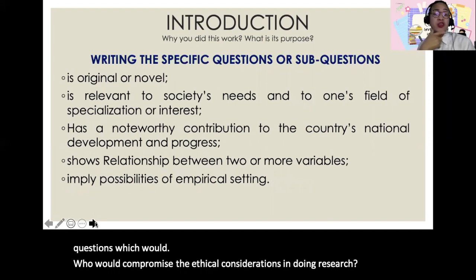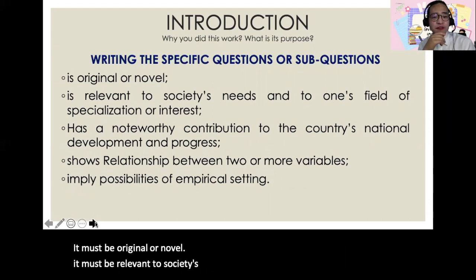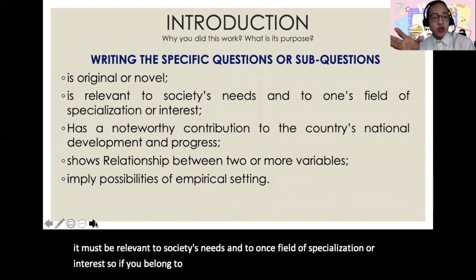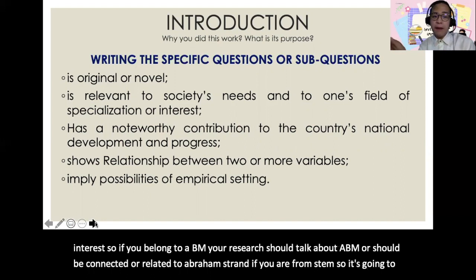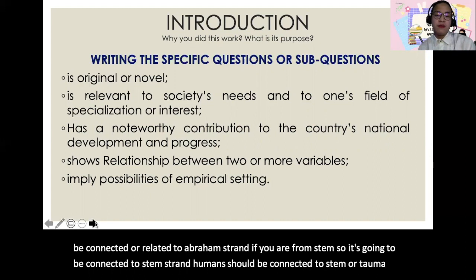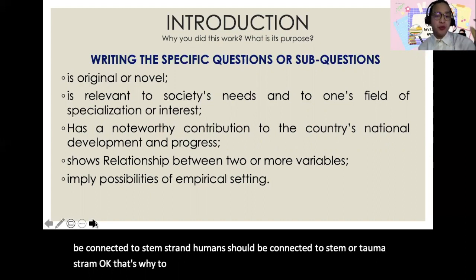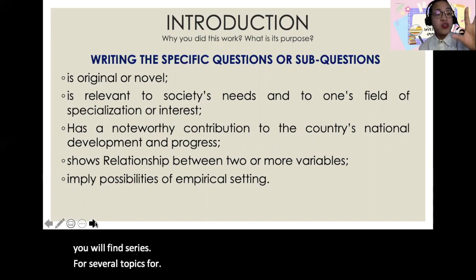It must be original or novel. It must be relevant to society's needs and to one's field of specialization or interest. So if you belong to ABM, your research should talk about ABM or should be connected or related to ABM strand. If you are from STEM, so it's going to be connected to STEM strand. HUMSS should be connected to HUMSS strand. Okay, that's why to my students, if you will notice, I give you a link wherein you will find several topics for your strands.